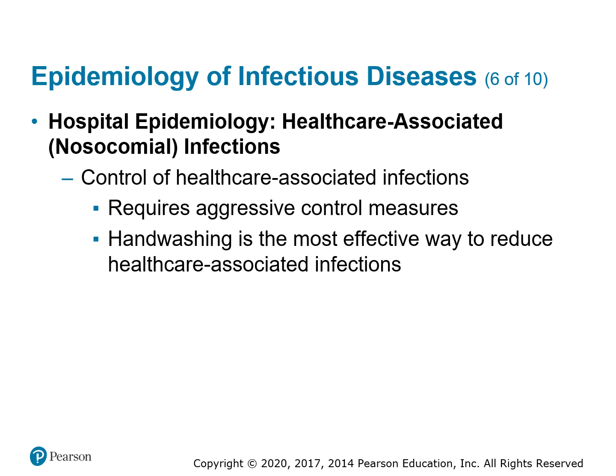How do we control these? It requires aggressive control measures. So things like I was just talking about, controlling clothing that's leaving and coming and going, and shoe covers, and all those kinds of things. Hand washing is the big one. It is the most effective way to reduce healthcare associated infections.